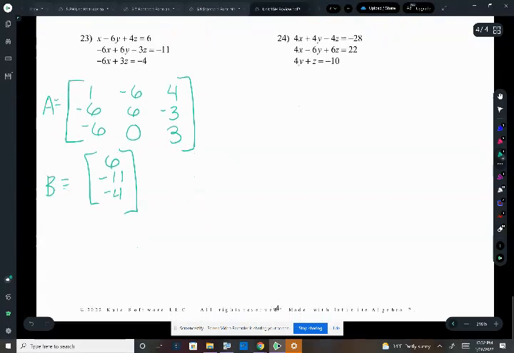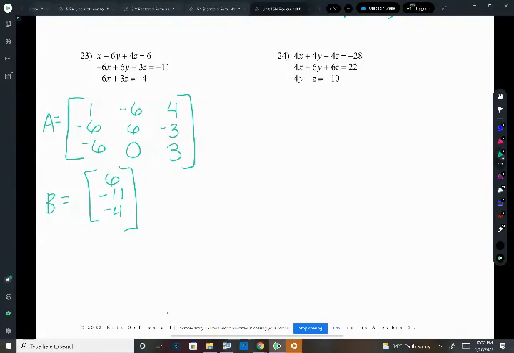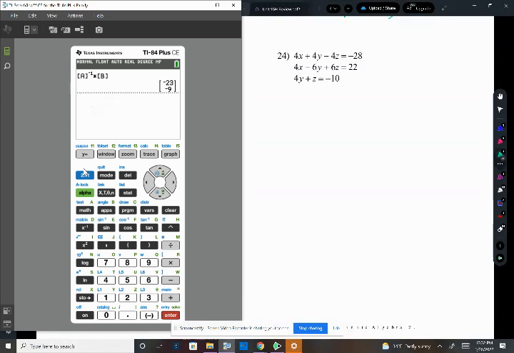And then we're just going to multiply the inverse of A times B. And when we get our solution, we should be getting 3 parts. All right, so again, calculator, we're going to go second x negative 1. We're going to go over to edit. We're going to push enter. We're going to do a 3 by 3.